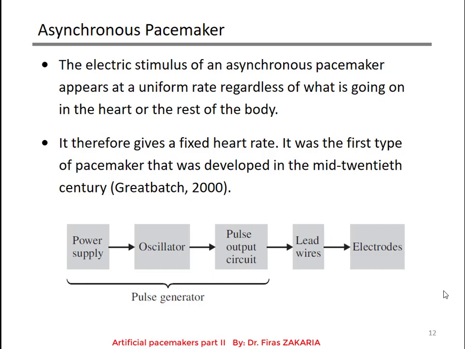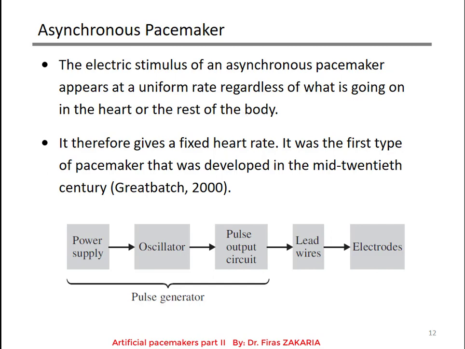Hello everyone. So today we will complete the lecture about artificial pacemaker. Last time we reached the part about the asynchronous pacemaker. As a reminder, when I say asynchronous pacemaker, this artificial pacemaker delivers electrical stimulus at a selected rate, or at a uniform rate, regardless of what is going on in the heart. So regardless of the cardiac activity, this asynchronous pacemaker delivers stimulus at a fixed rate, at a uniform rate.